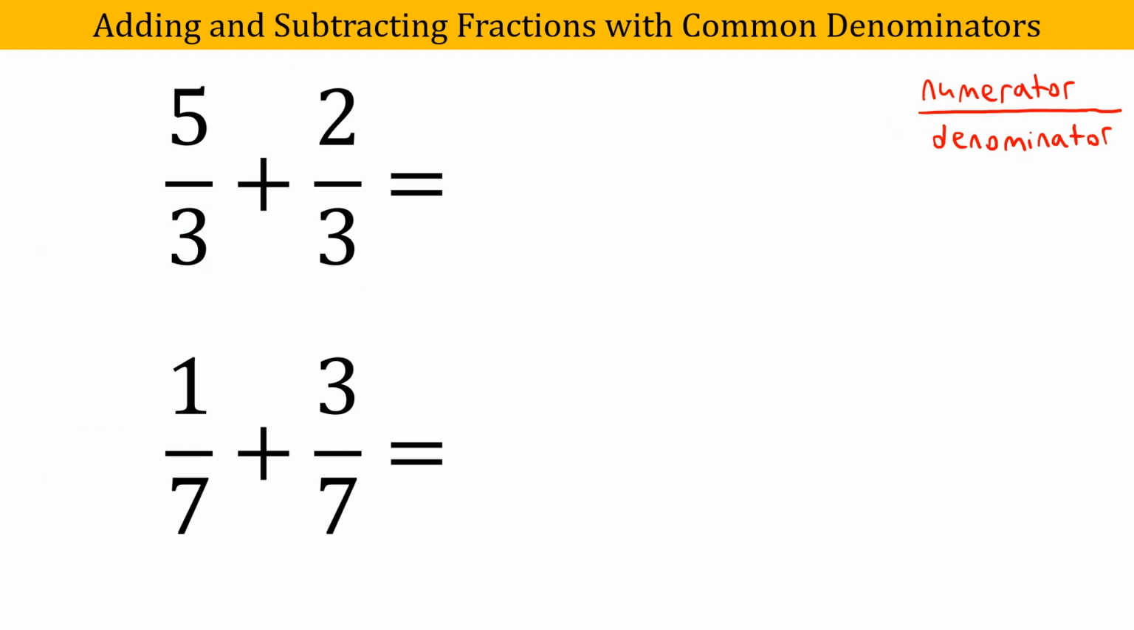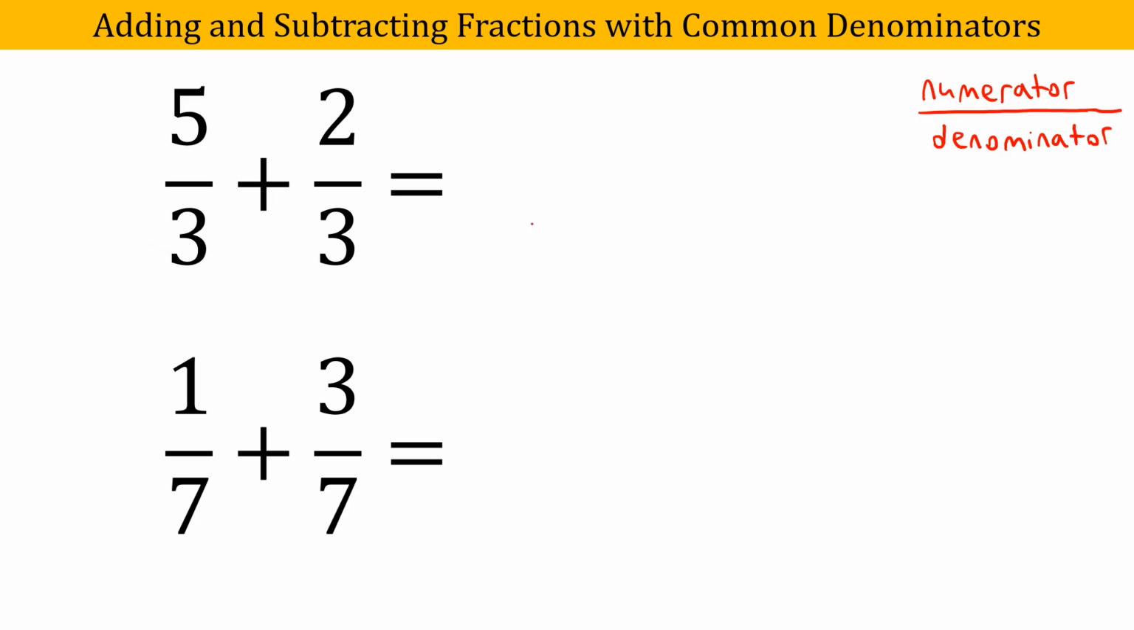Hi class, in this video I'm going to show you how to add and subtract fractions with common denominators. So if you don't remember, the denominator is simply the bottom number of a fraction. So in this case, the denominator for 5 over 3 is 3, and the denominator for 2 over 3 is 3.